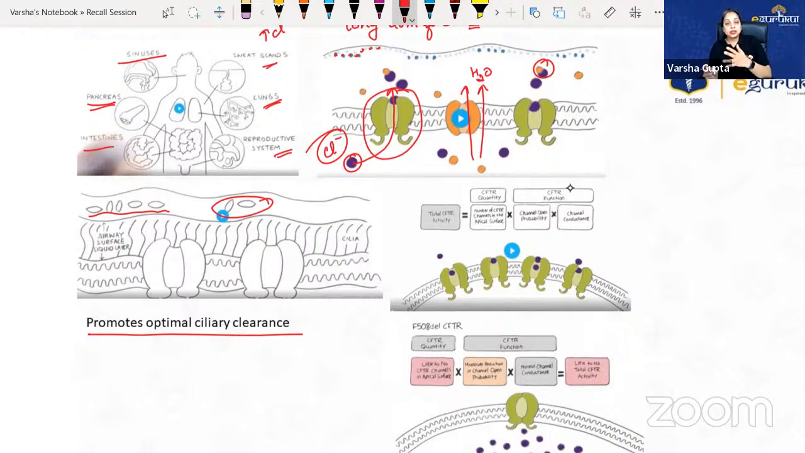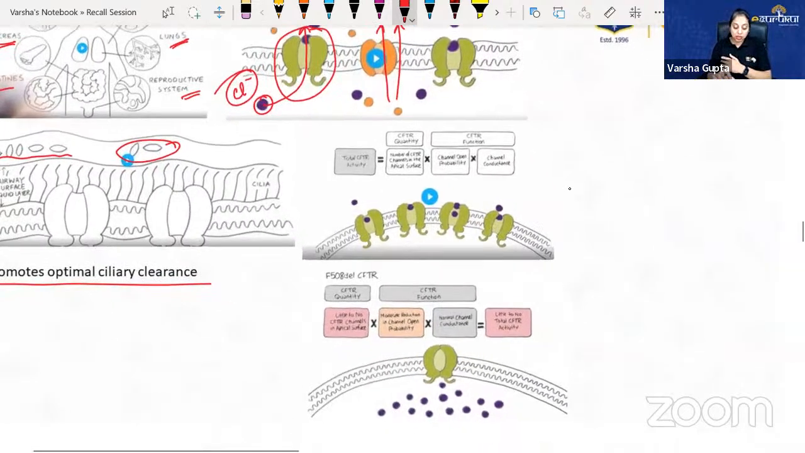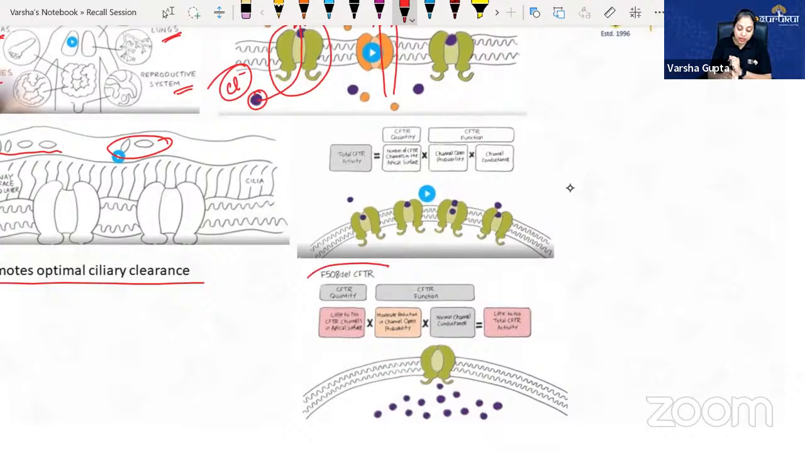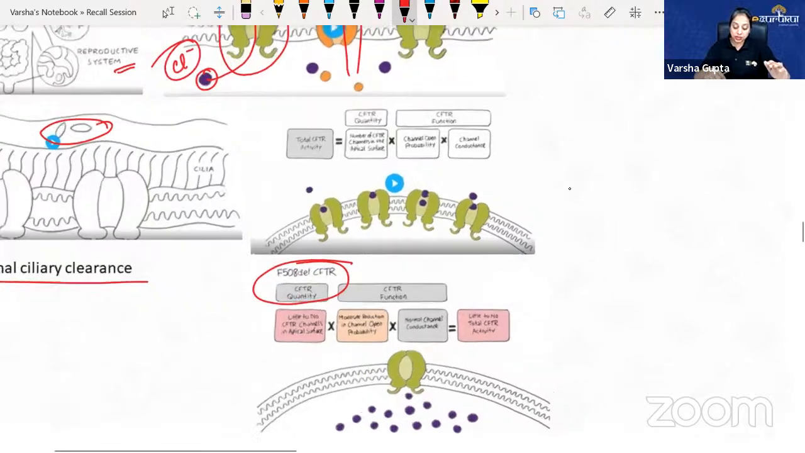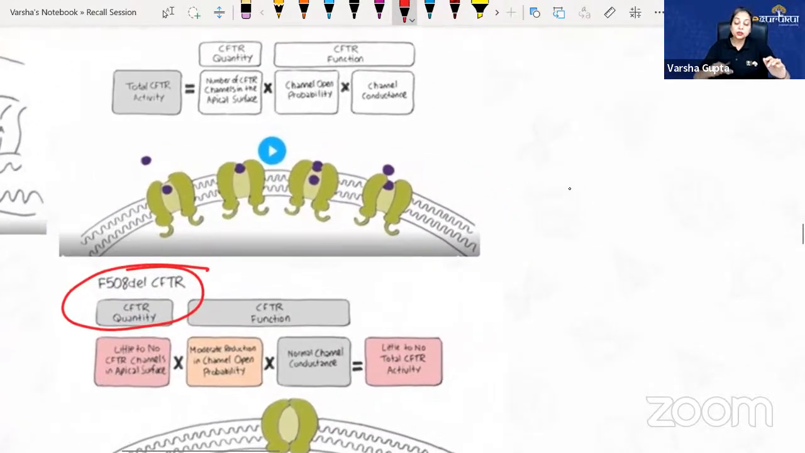So what happens in the case of the mutation, right, is there is decreased CFTR activity or no CFTR activity. So this ciliary movement is not there because the water molecules are not there. So everything in the mucus is sticking, bacteria are sticking, they are not being washed away, giving rise to various disorders, right? So there was this question also in one of the previous recalls, not this recall.